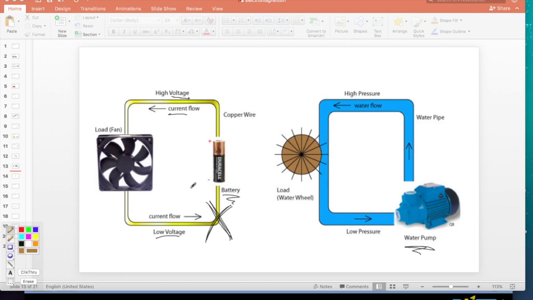Now, this is where the analogy breaks down a little bit. If your pipe is broken right here, water will still flow. It's just all going to leak out at the point at which your pipe is busted. Electrons are a little bit different. If there is no way for them to get back, to get pumped back up to a high potential, they're not going to flow in the first place.